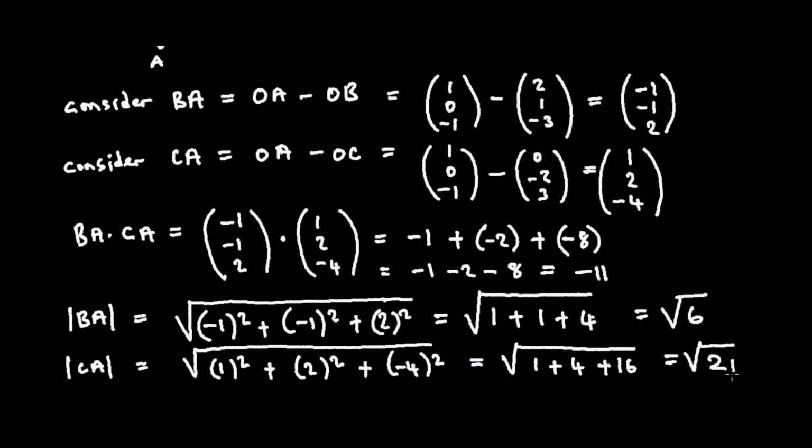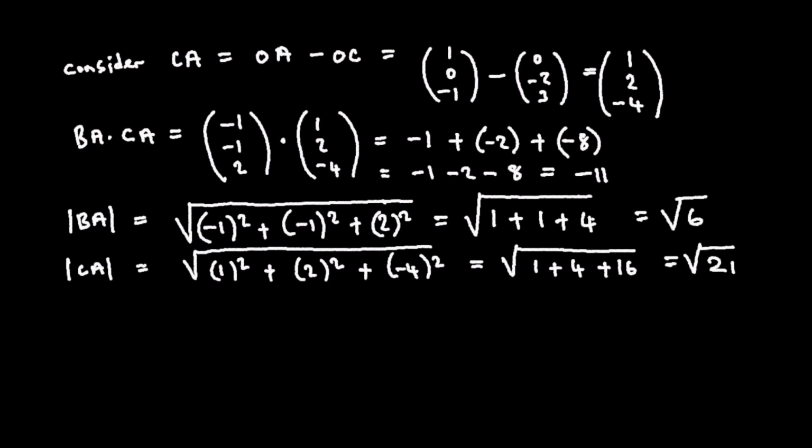So we now have everything we need. What remains is to say cos theta is equal to the dot product, which we saw is -11, over, then here we are multiplying root 6 times root 21.